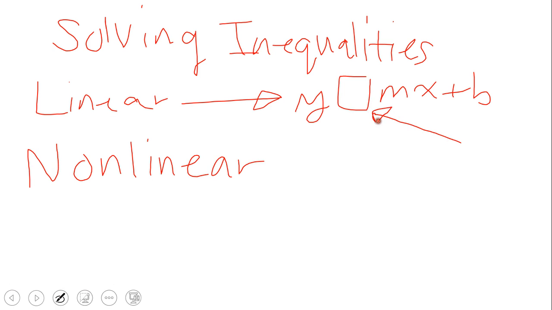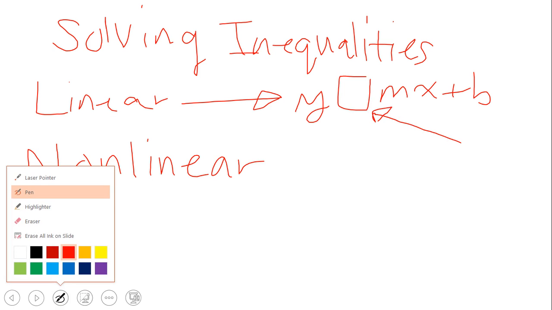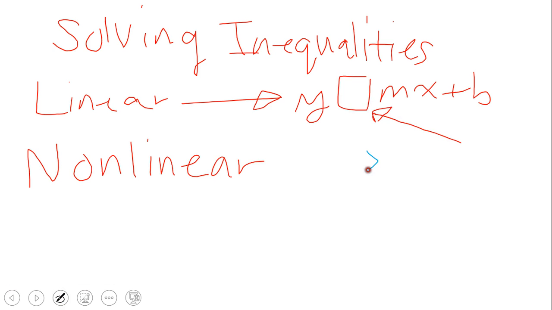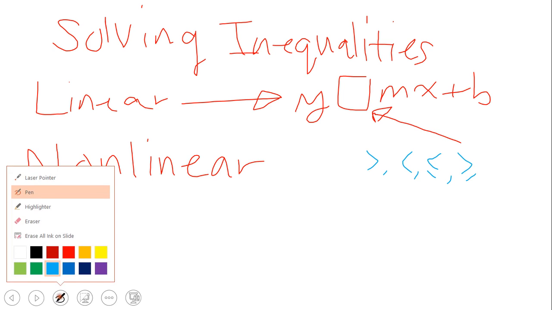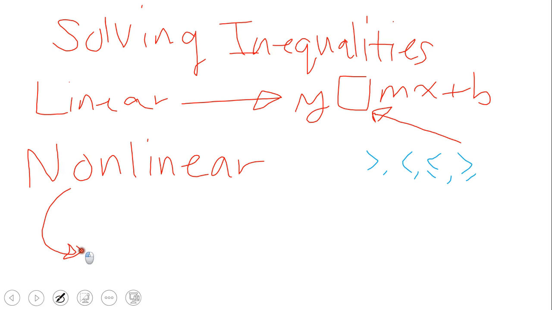In this box, you can have greater than, less than, equal to, greater than or equal to. Okay, so that can be any of those. Nonlinear is basically going to be everything else. So if it can't be written in this form, basically it's nonlinear.